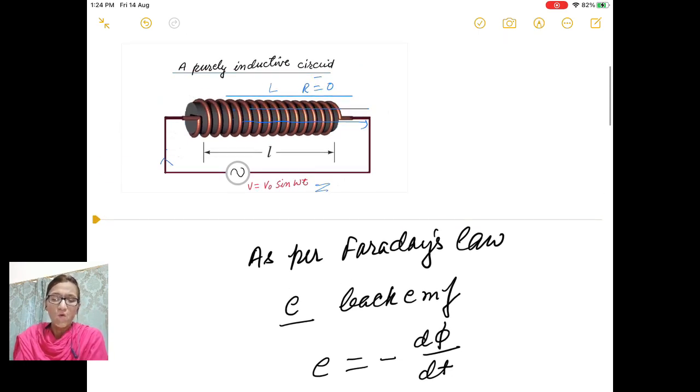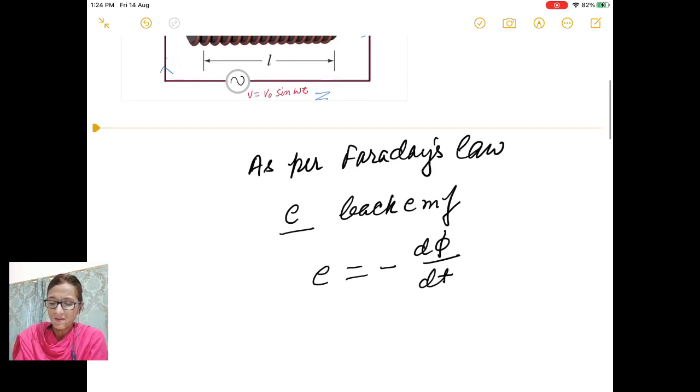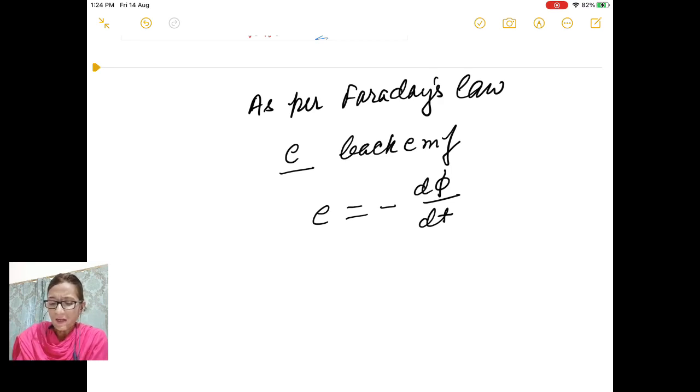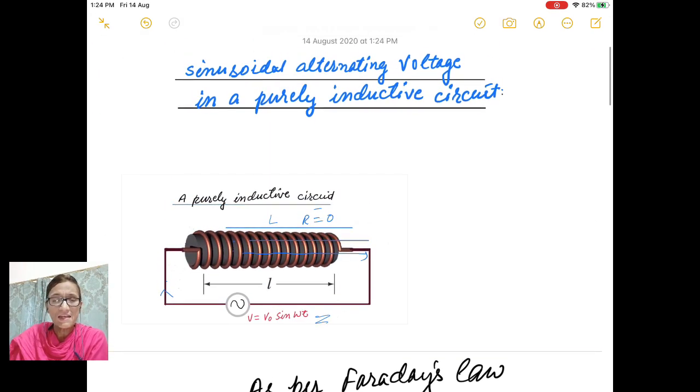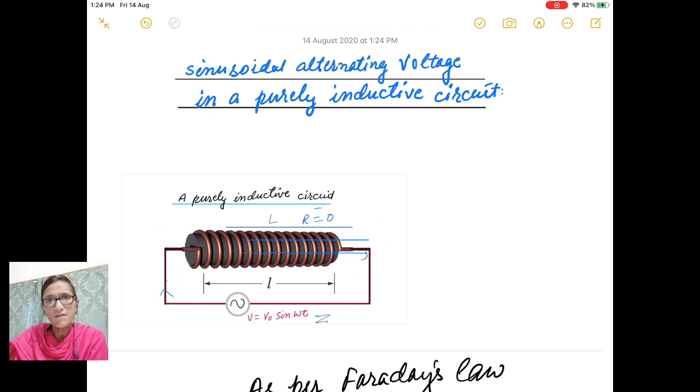Now, one more thing. This flux is created due to current flowing through the inductor. So, the more the current, the more the flux. In other words, the flux created in the vicinity of the inductor coil will be proportional to the current flowing through the inductor coil. And therefore, flux becomes equal to Li. Here L is your inductance, and this inductance is in the same coil. So this is called self-inductance.